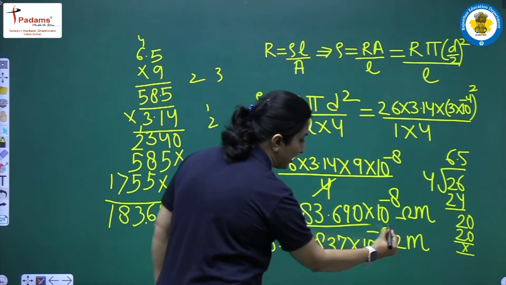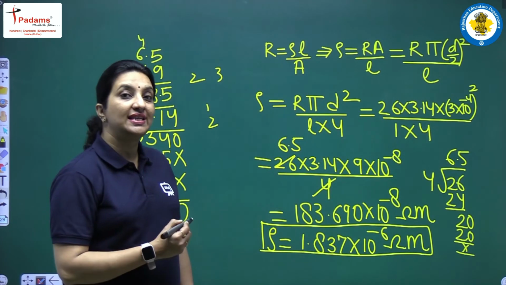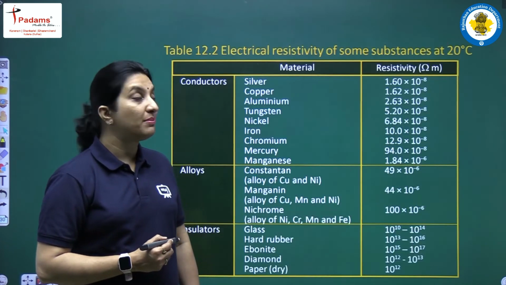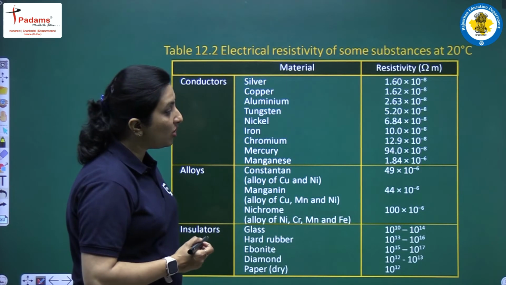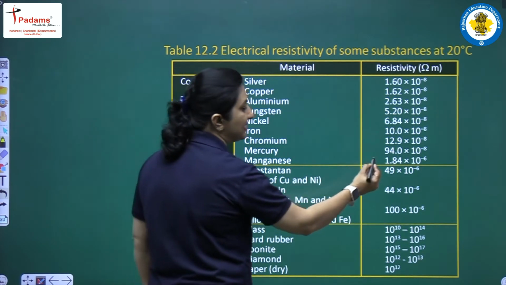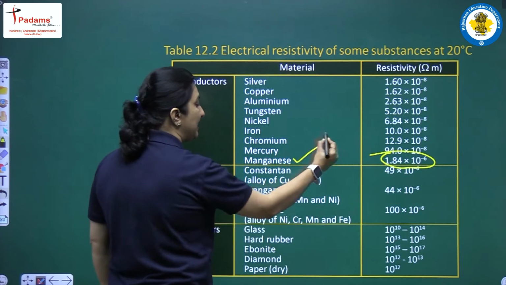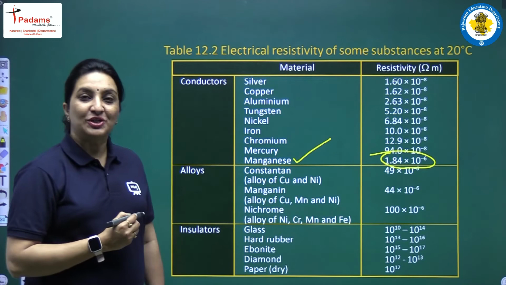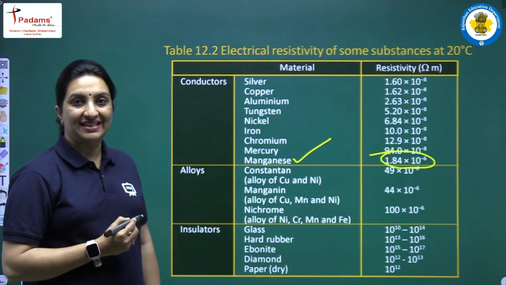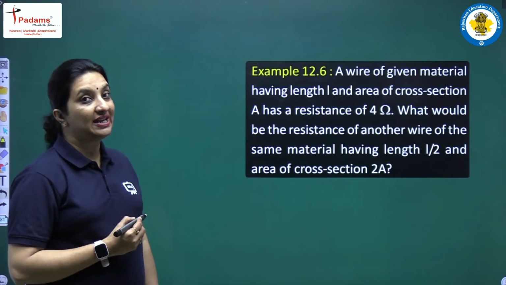Now let's check the table and predict which is this substance. So students, 1.8 into 10 to the power minus 6. Now let's find out 1.84 into 10 to the power minus 6 ohm meter. So this is basically manganese. So students, you will write that the substance is manganese. Right students? Now here, let's move to the next problem.